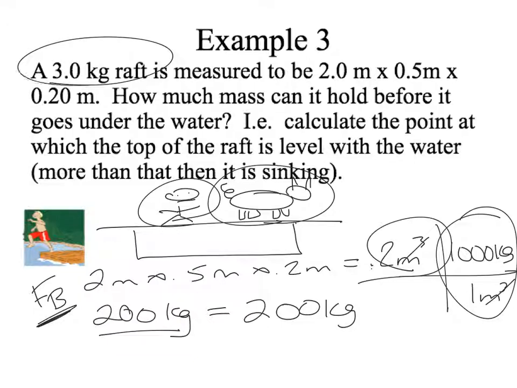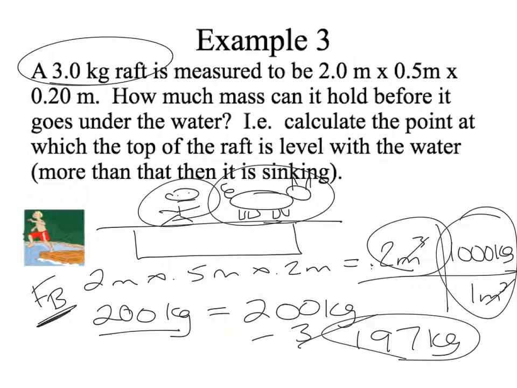And actually the raft itself weighs 3. So really we're down to 197 kilograms of raft and person and whatever. So with your homework problem, there's a pig. Do the same process here, subtract out the pig, and that's what's left that your raft can weigh, kilogram-wise, okay? And then you can do the problem.